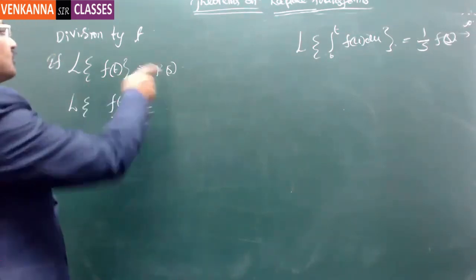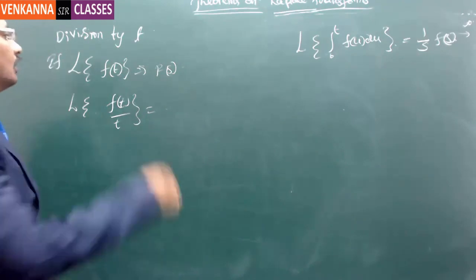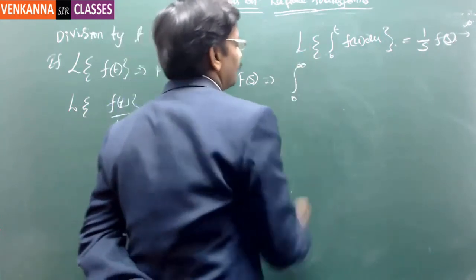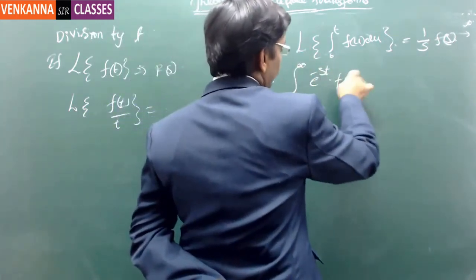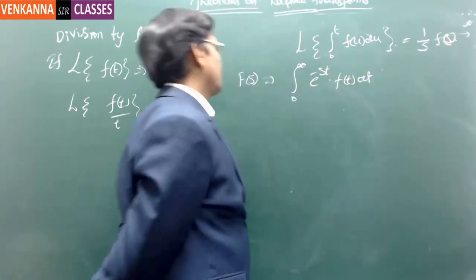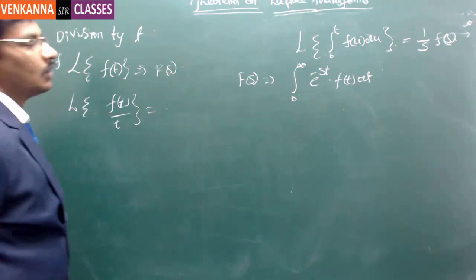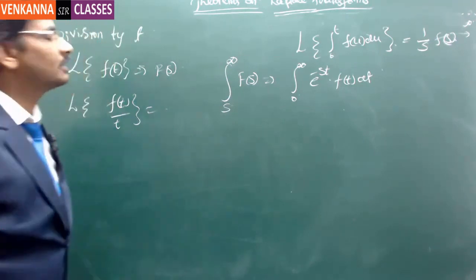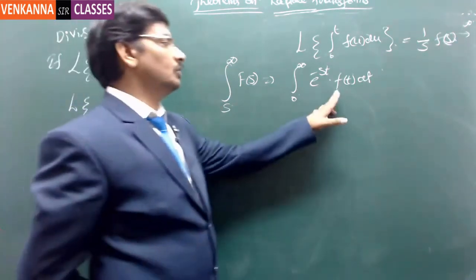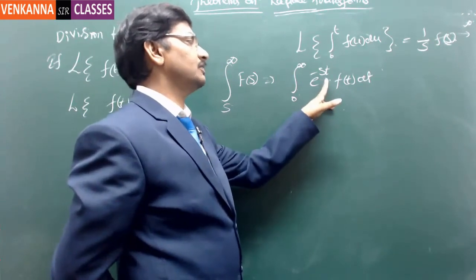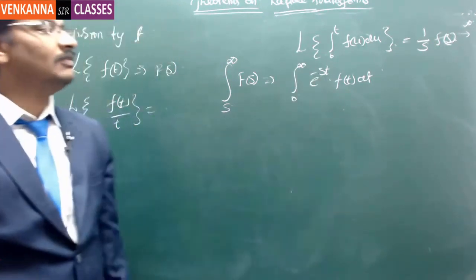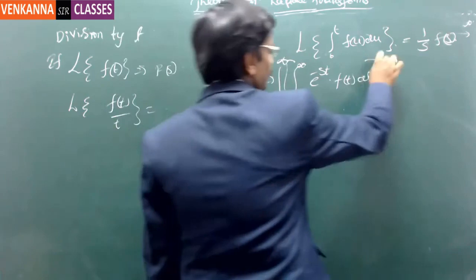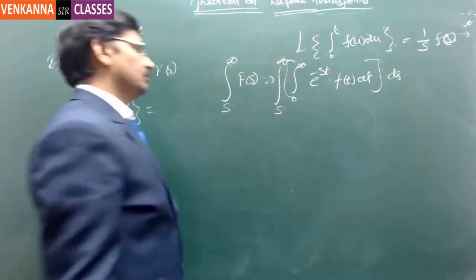You know the Laplace transform of f of t is f of s, which is equal to the integral 0 to infinity e power minus st f of t dt. This is the Laplace transform of the function f of t. Now, if you take the integration on either side from s to infinity, this is just a guess, with respect to s, then t will come in the denominator, which we are going to see now. So this is s to infinity, ds. Got it?